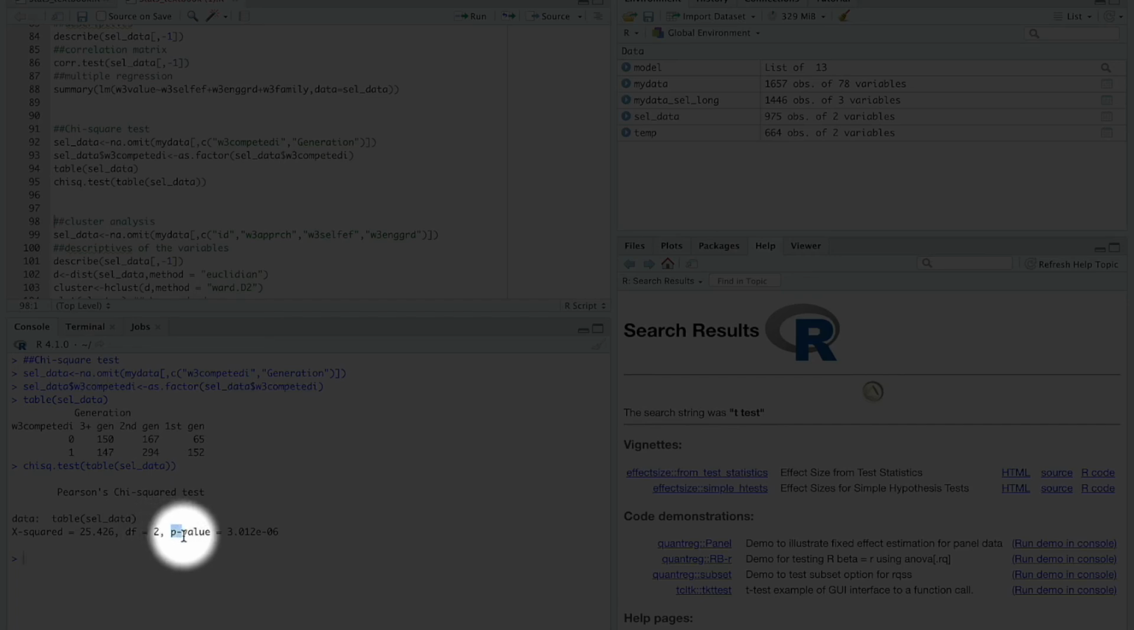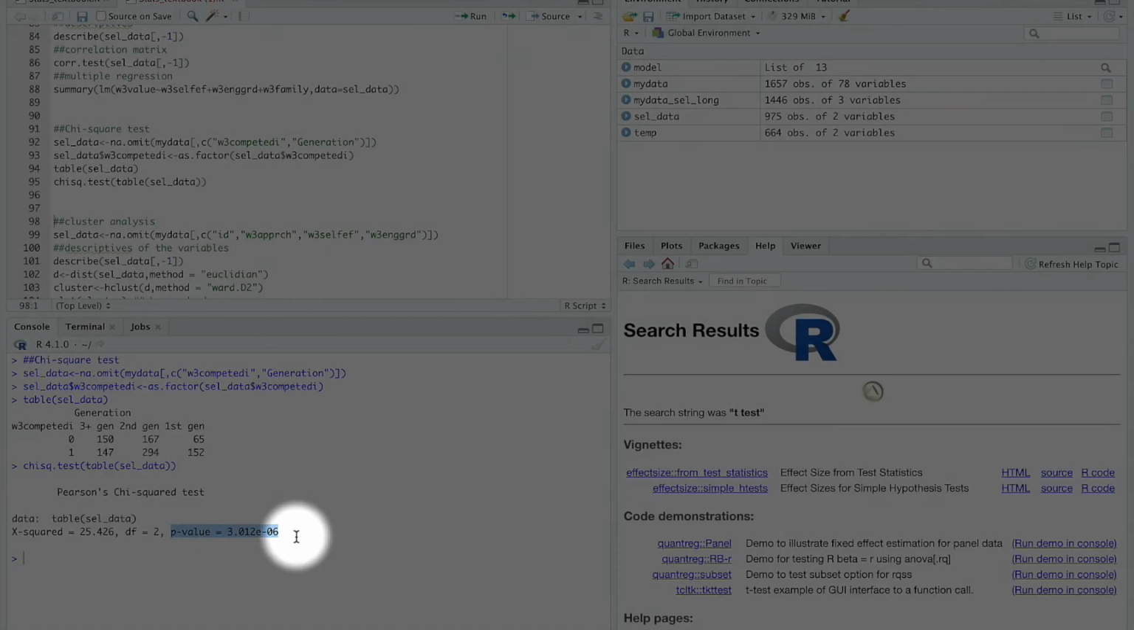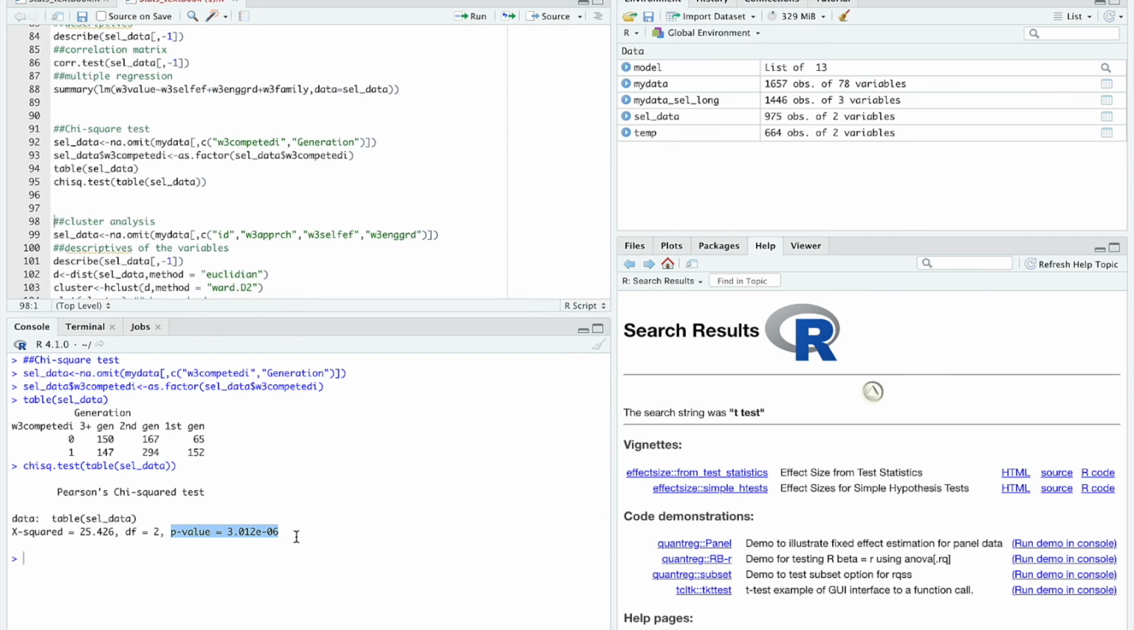And the p-value here is 3.012 to the negative 6th. That would be moving this decimal point over 6 places, which gives you 0.000003, which is well below 0.05 and is therefore statistically significant.